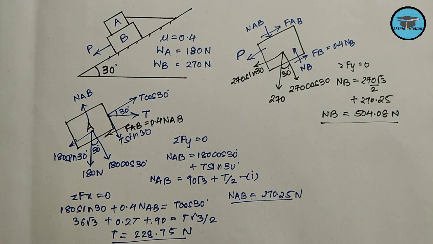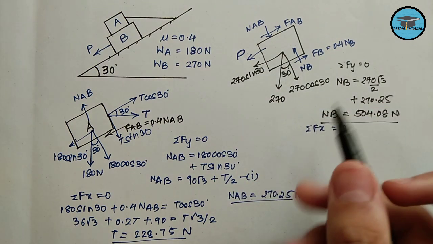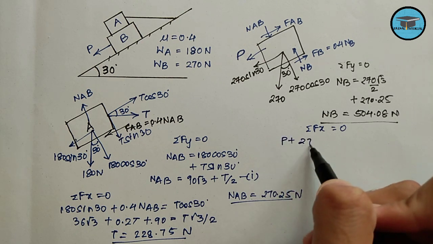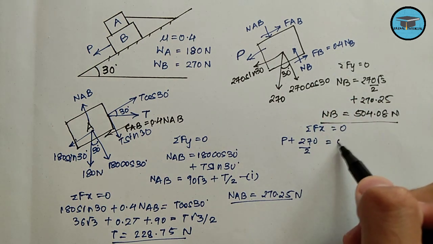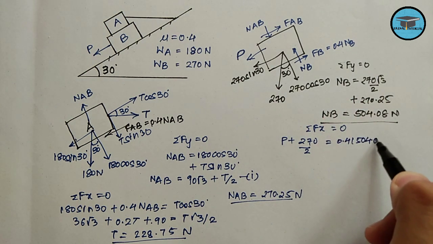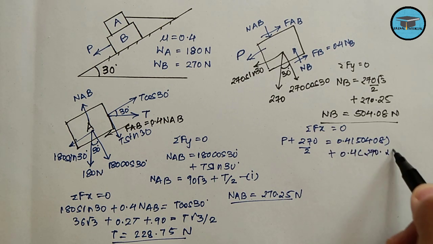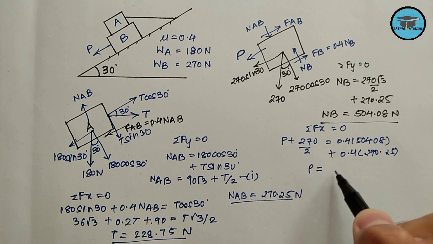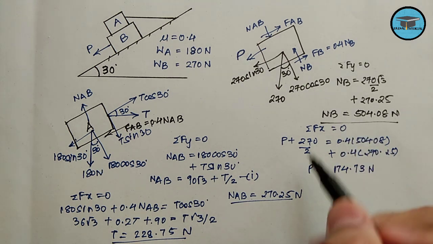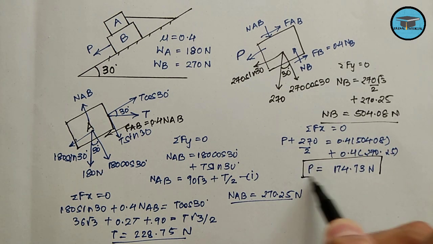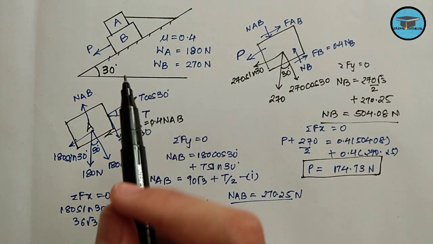Similarly, now we apply the condition of equilibrium sigma Fx equals to 0. So P plus 270 sin 30, that is P plus 270 divided by 2, equals 0.4 times NB, that is 0.4 times 504.08, plus 0.4 times NAB, that is 270.25. So the value of P comes out to be 174.73 Newton. So we have obtained the value of P as 174.73 Newton, which is required to be applied on block B to just move this block.